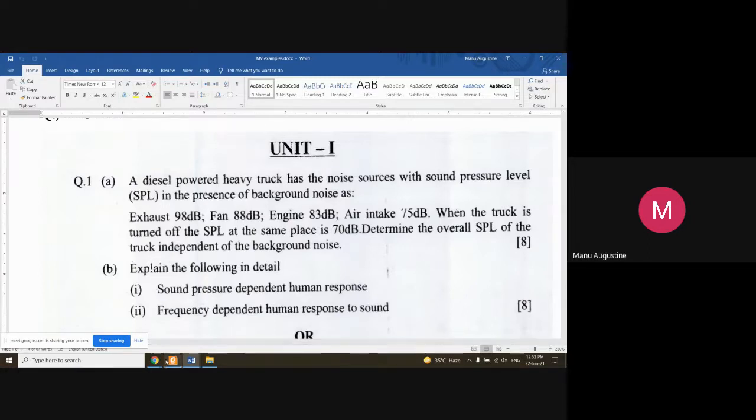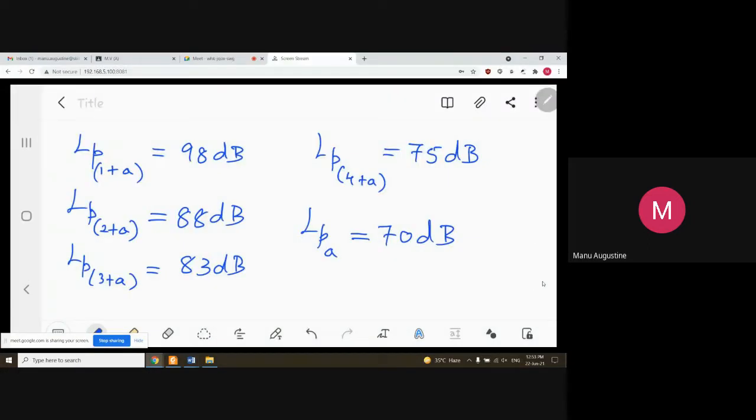Look at the data now. This is the data that I have taken from the initial given readings. So the first component and the ambient noise combined together produce 98 decibel. Second component and ambient noise combined together produce 88 decibel. Third and ambient combined produce 83 decibels. Fourth and ambient combined produce 75 decibels. And when the engines are turned off, the pure ambient sound has a decibel value of 70 decibels.